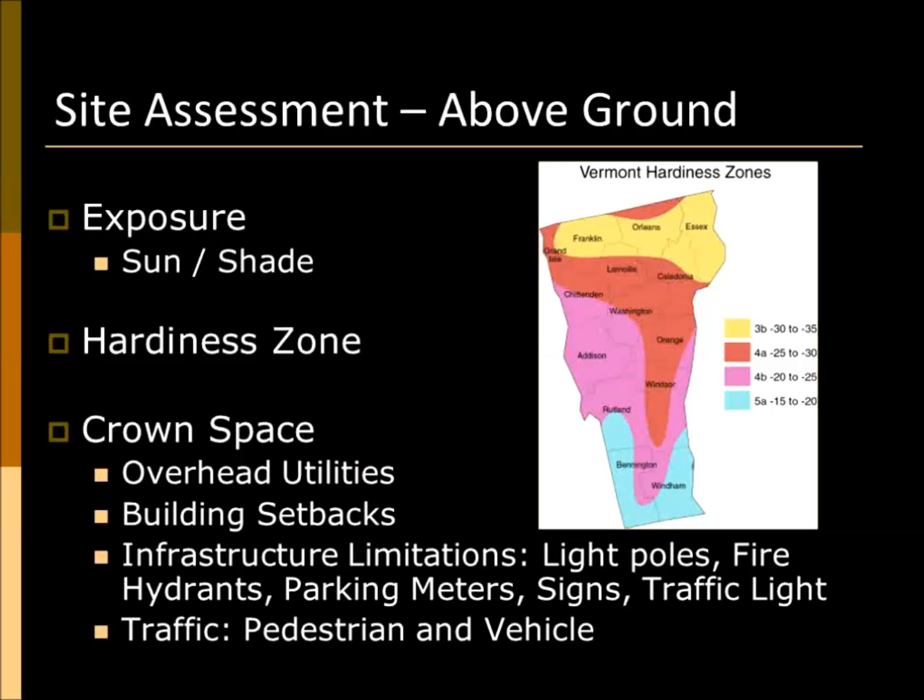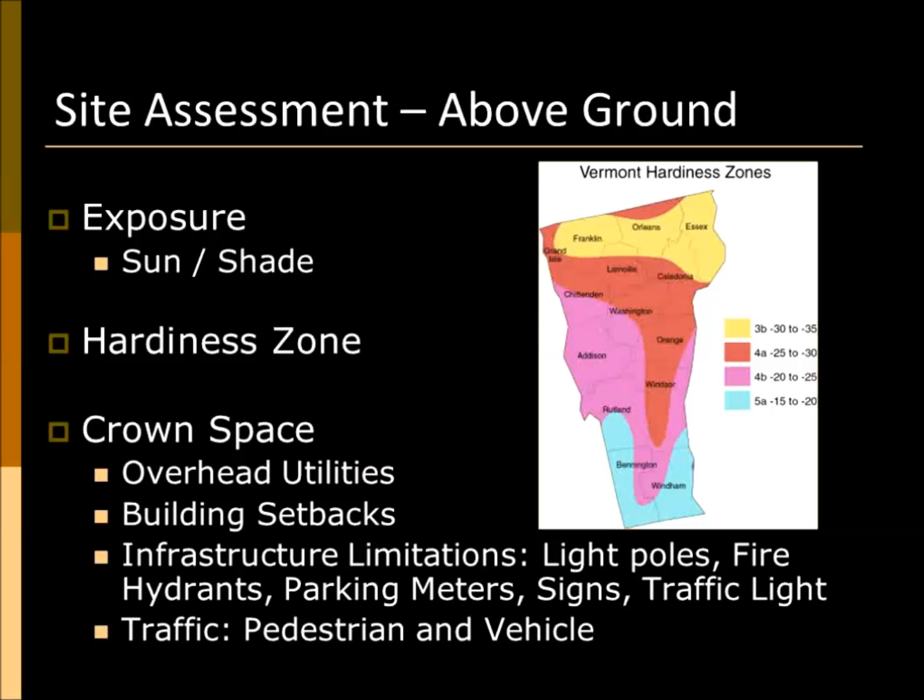And I've seen some really neat settings around the U.S. in different cities where they've used a columnar type tree to line a street where you've got your buildings and then your street, so that you don't have to spend a lot of time trying to prune the trees away from the buildings. Then all the infrastructure limitations that you might find, there's a bunch of them listed here: light poles, fire hydrants, parking meters, signs and traffic lights, and then pedestrian and vehicle traffic as well.